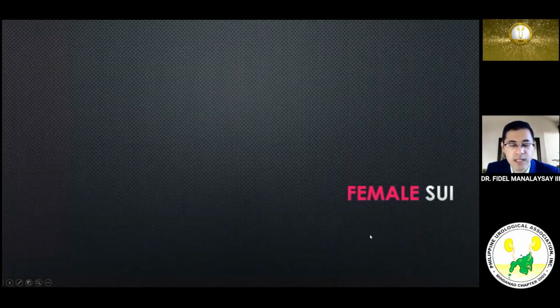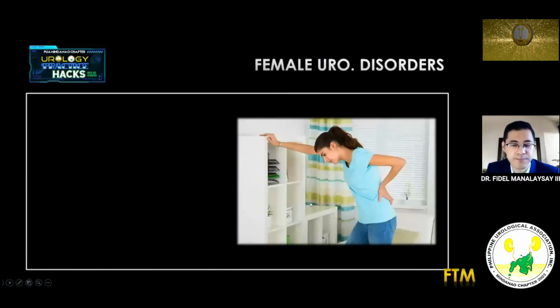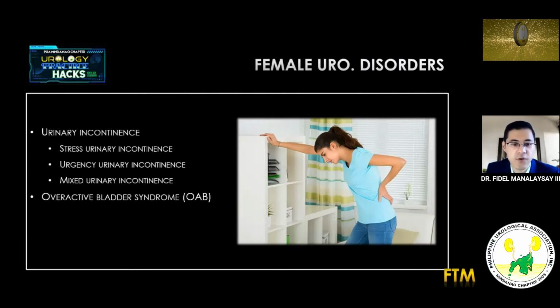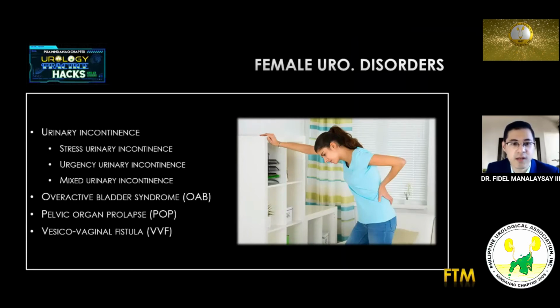We go now to the third part of our lecture, which will be female SUI. Some female urological disorders that are common are urinary incontinence, stress, urgency, or mixed incontinence, overactive bladder syndrome or OAB, pelvic organ prolapse, and vesicovaginal fistula.